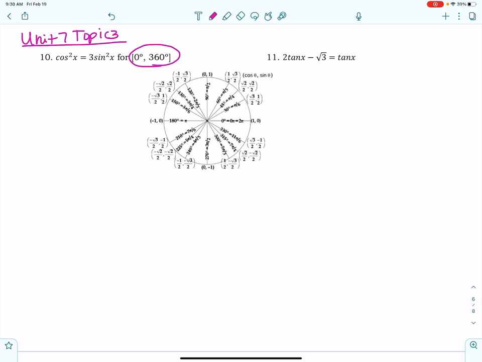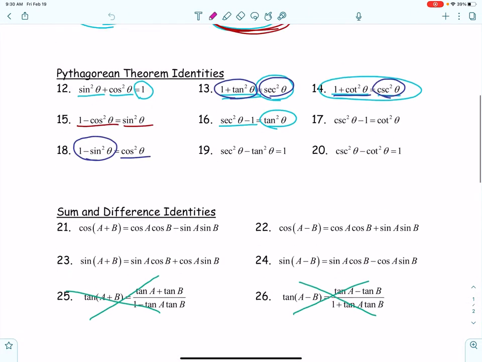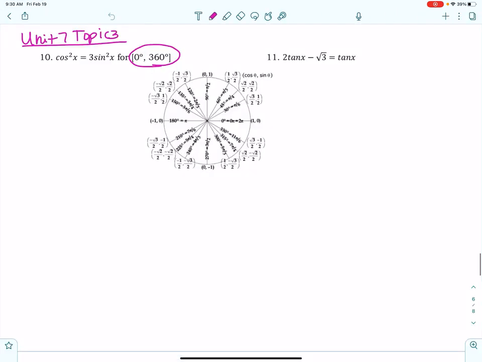squared x. It really doesn't matter to me which one you use, but if you will recall from our identities page, I can use either one of these. I'm just going to change everything to cosine squared. So cosine squared x equals 3 times, I'm just going to replace this sine squared x with 1 minus cosine squared x, just like that. And then I'm going to do a little bit of algebraic manipulation here.